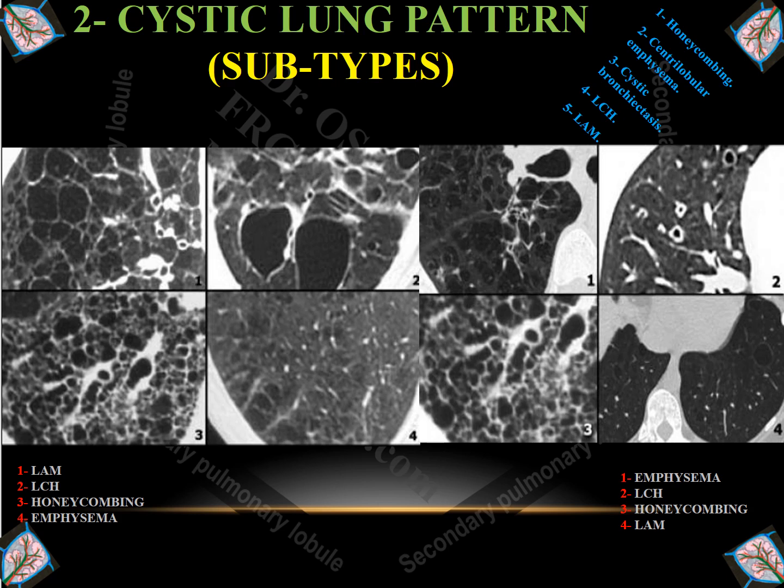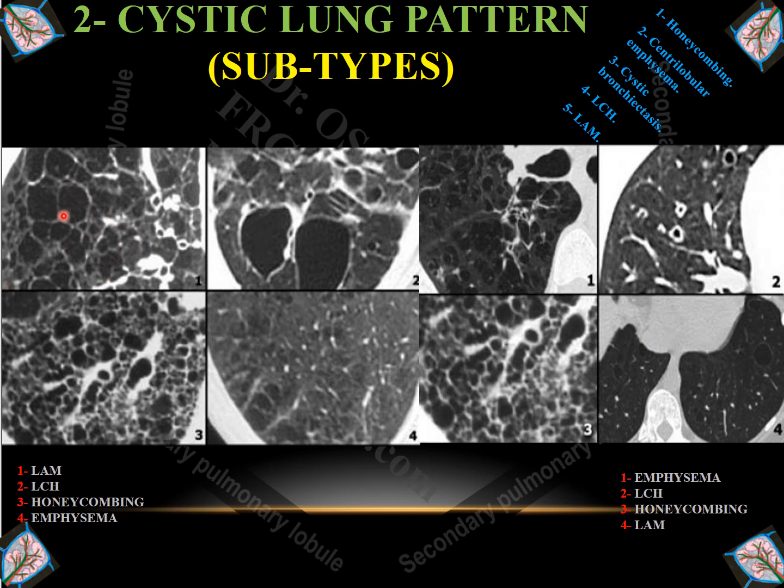Now we are going to discuss the second form of the HRCT pattern of pathology in the secondary pulmonary lobule. This type is a cystic pattern. As we see in all these different patients, we have cystic abnormality through the lung, and we can detect this cystic abnormality clearly. What is the differential diagnosis according to the type of cyst?